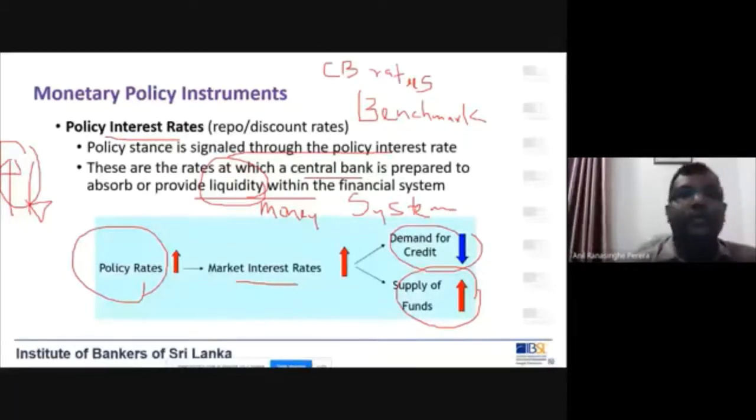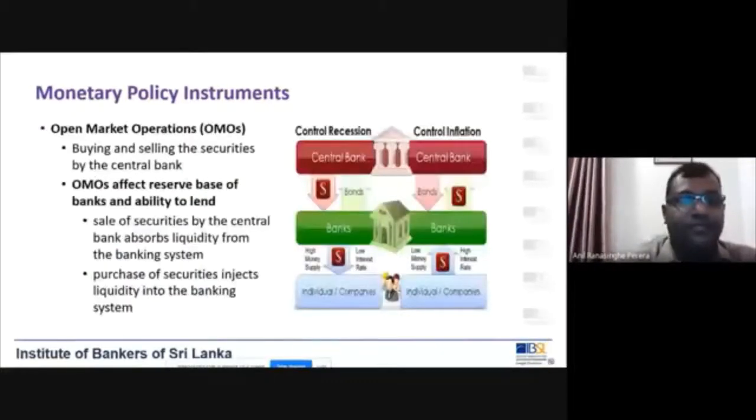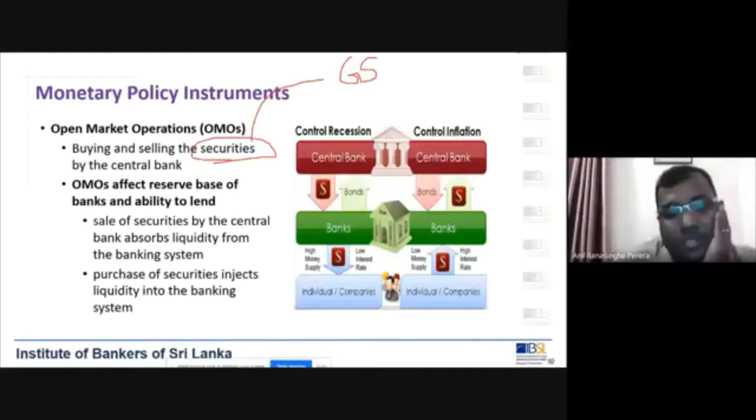Okay. Then we have the second instrument, open market operations. Open market operations, you may have heard this term OMOs. There, the central bank is buying and selling securities. Securities means mostly government securities, treasury bills, treasury bonds, things like that, which can be purchased or sold by the central bank to have an impact on the economy.